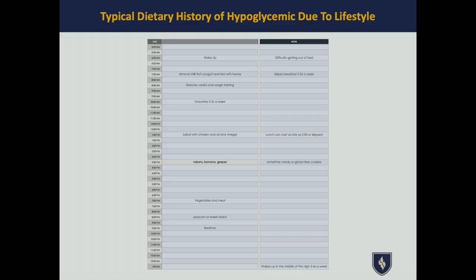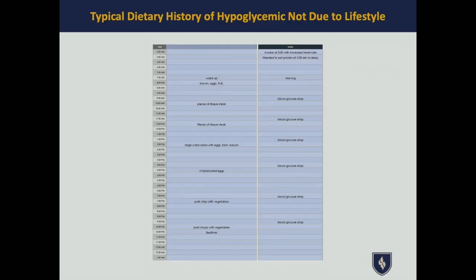So if they have this kind of diet in combination with being irritable, shaky, lightheaded, and they eat and usually feel better, they function better, that's a clue to you that they're dealing with some type of hypoglycemia. Now, here's another scenario. This is a typical dietary history of a hypoglycemic patient that's not due to lifestyle.